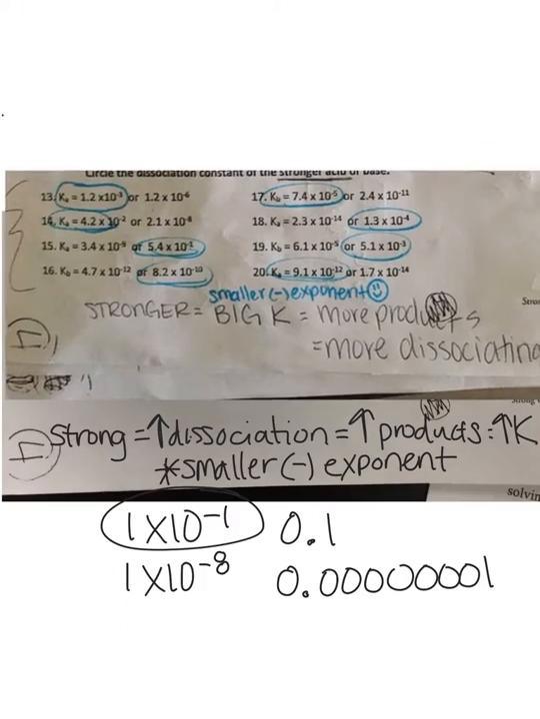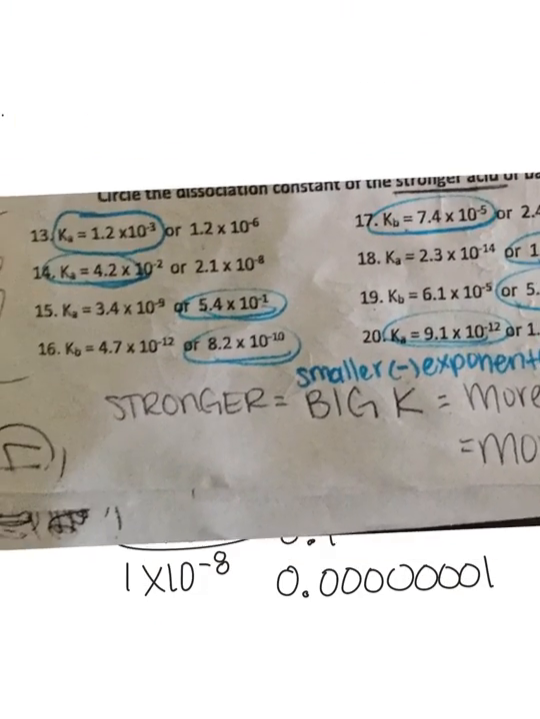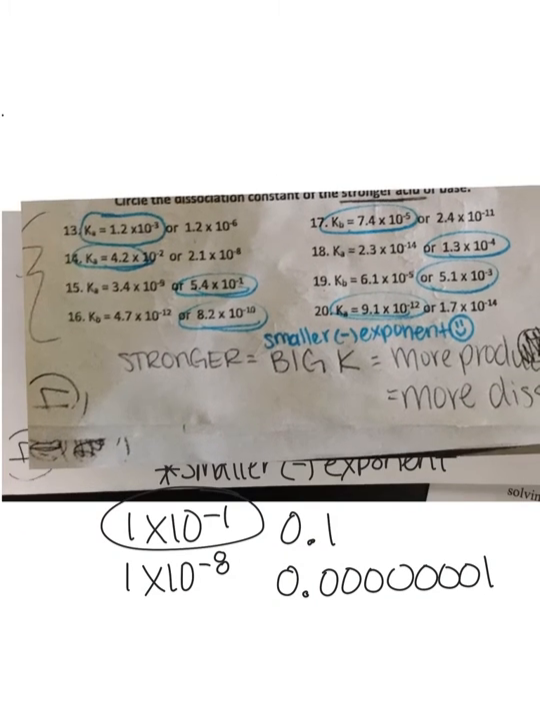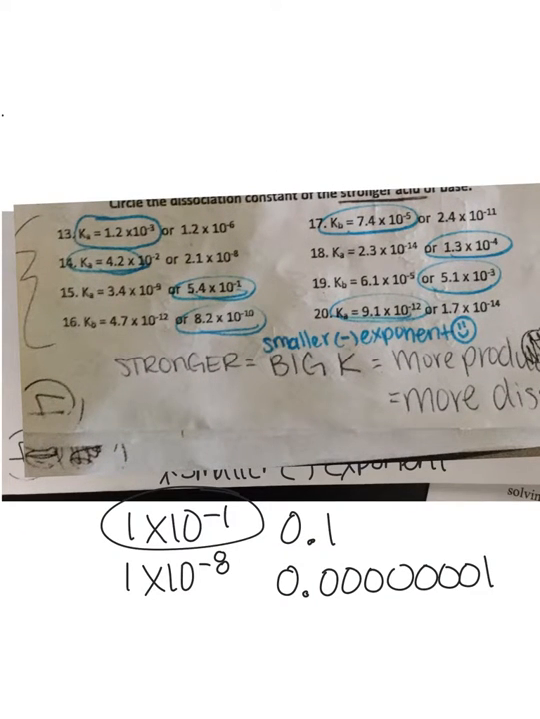All right, so here's your answers, okay? Once again, you're just choosing the one with the smaller exponent, okay? So you can check your answer. As soon as you're done with that, you guys are going to go to page 7. Okay, so go ahead and turn to page 7.